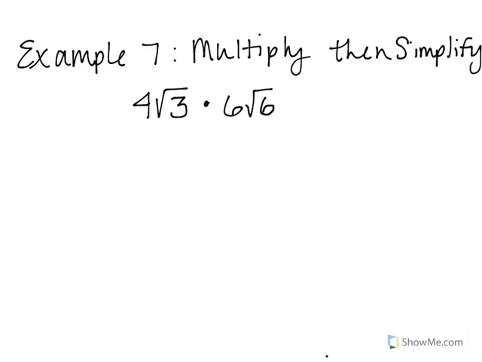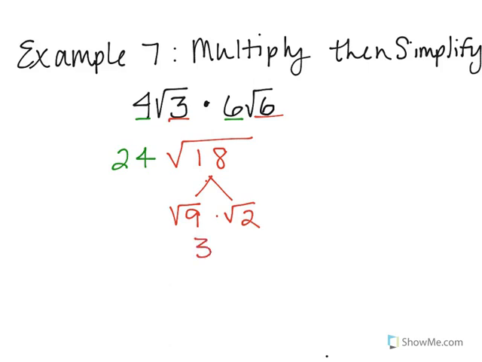All right, we're going to multiply then simplify. So again, multiply what's on the outside. 4 times 6 is 24. Then multiply what's on the inside. 3 times 6 is 18. So we saw from example 2 that 18 reduces to square root 9 times the square root of 2, which gives me 3 times the square root of 2, bring down that 24. And then 24 times 3 is 72, and bring down the square root of 2.